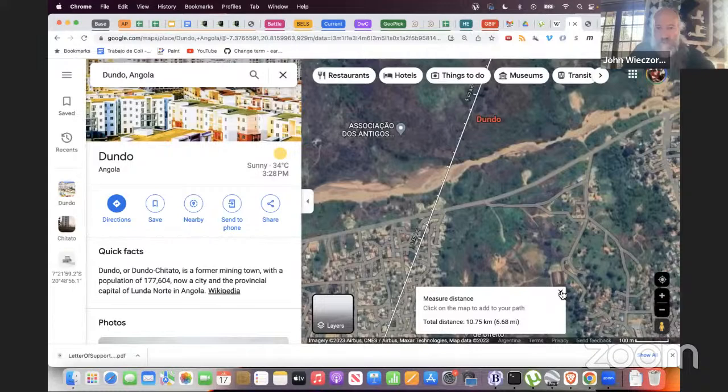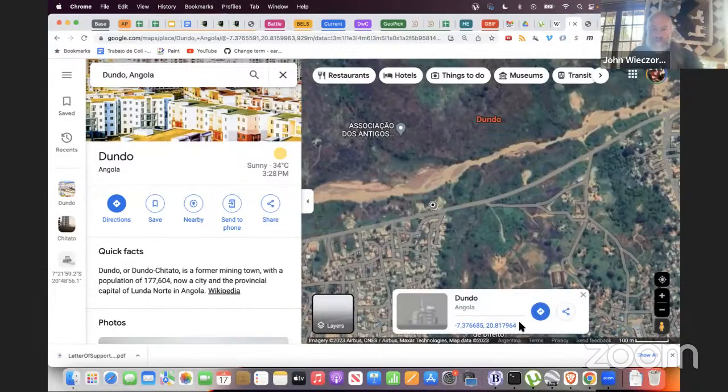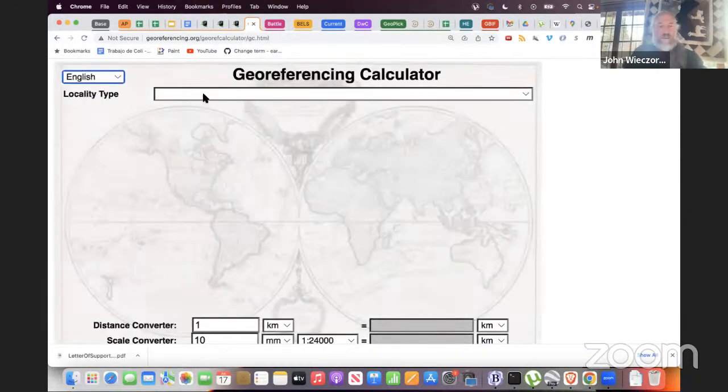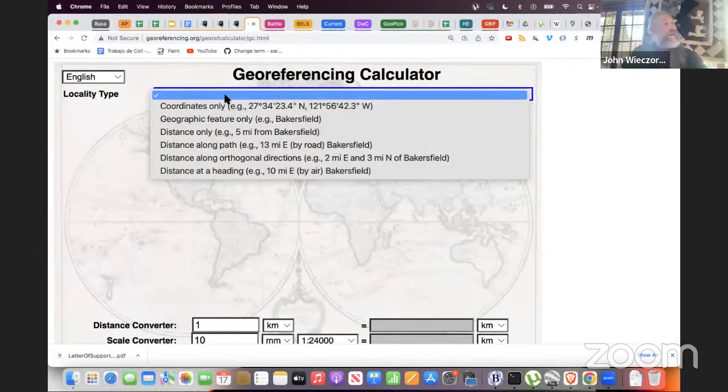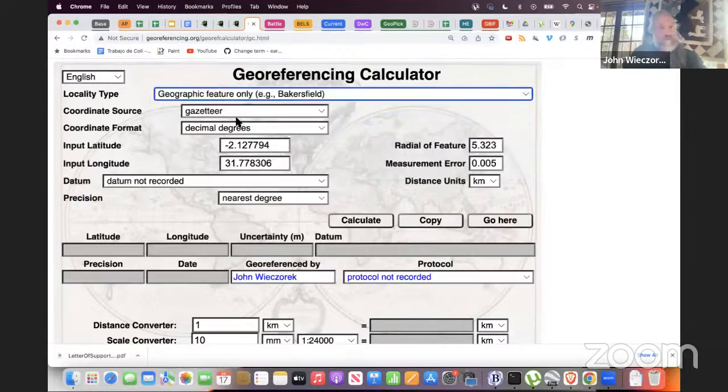this little stretch. I'm going to remove my measuring tool and click on the map so that I can get my coordinates. These are the coordinates of the center of Dundo by my calculation. So now I want to take my information to the georeferencing calculator. My georeference is a geographic feature only because we're georeferencing Dundo. Having chosen that, I just follow the steps.